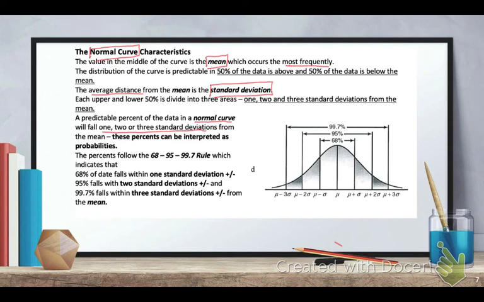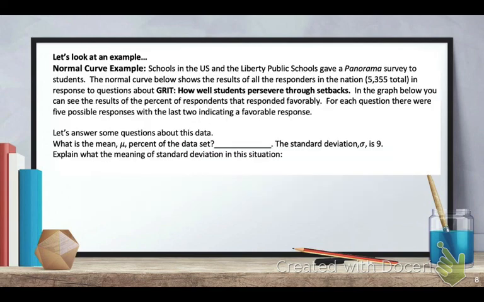So the percents follow what we call the 68, 95, 99.7 rule, which indicates that 68% of data falls within 1 standard deviation above and below, and see how I have marked that area. 95% of the data values will fall within 2 standard deviations above and below, and 99.7% falls within 3 standard deviations above and below the mean or the average. This concludes the Part 1 notes of the normal distribution concept, and so you can go to the Part 2 video where we will look at some examples of normal curves.